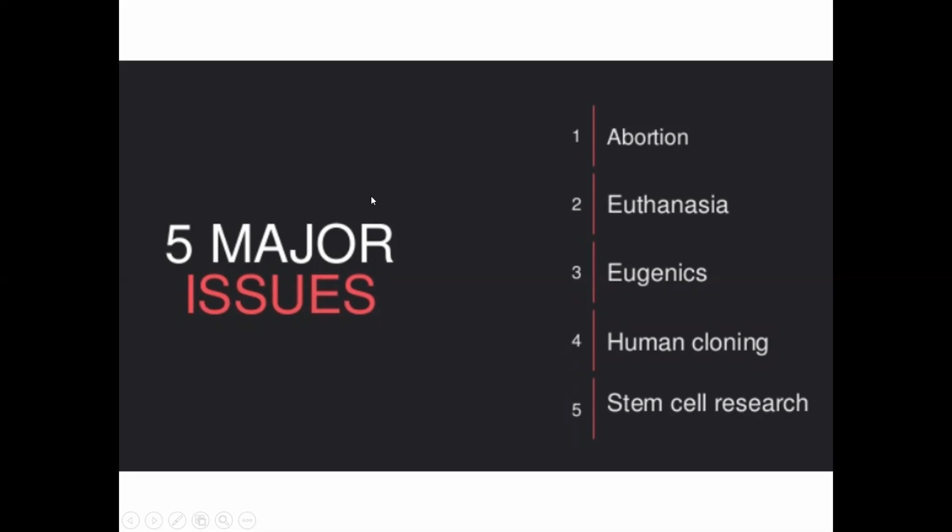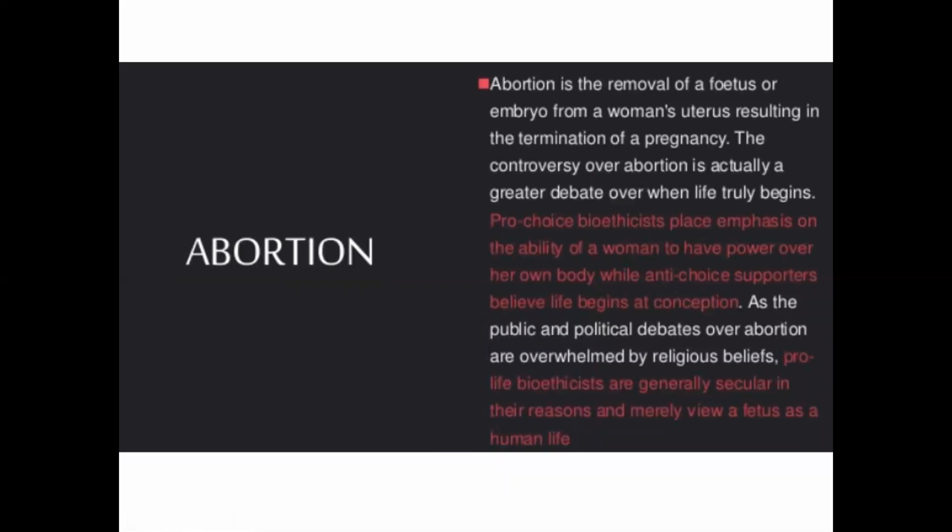The first one is abortion. By abortion, what do we mean? First of all, you need to know the definition of abortion. Abortion is the removal of the fetus or embryo from the woman's uterus, resulting in termination of pregnancy. Suppose an unwanted pregnancy comes; to terminate that pregnancy, you need to remove the embryo from the woman's body. This process of removal is known as abortion.